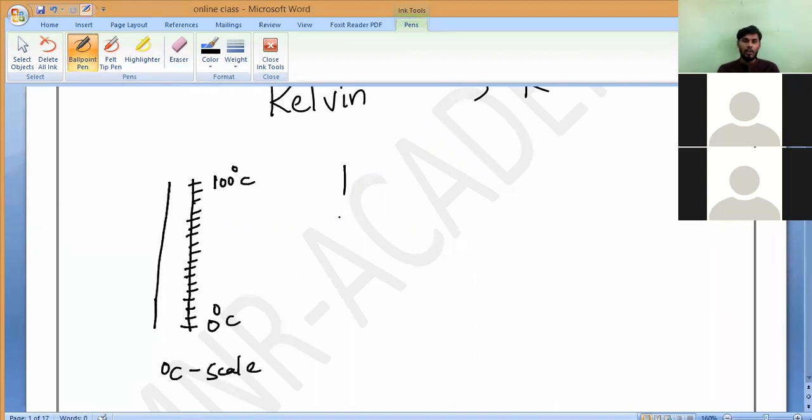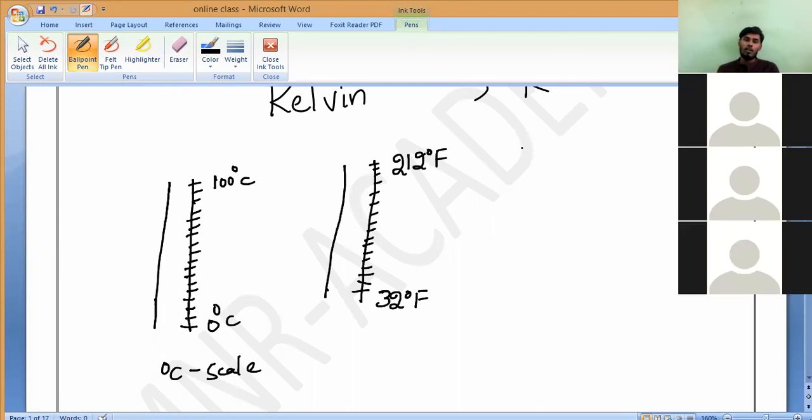As well as the Fahrenheit scale. The Fahrenheit scale also has 100 divisions, but it goes from 32 degrees Fahrenheit to 212 degrees Fahrenheit. Is it yes or no?